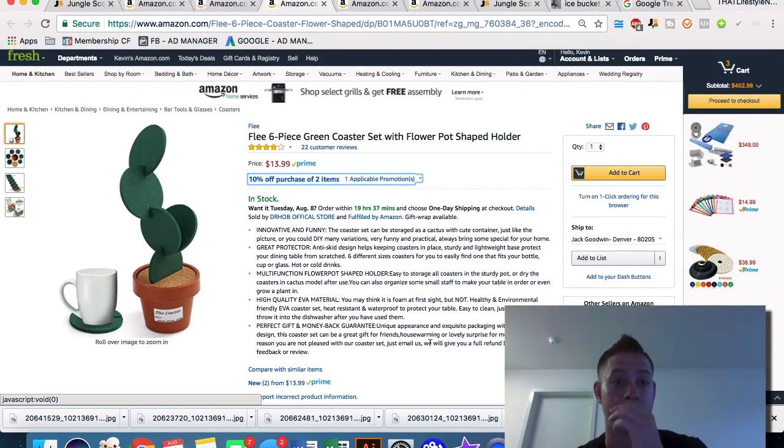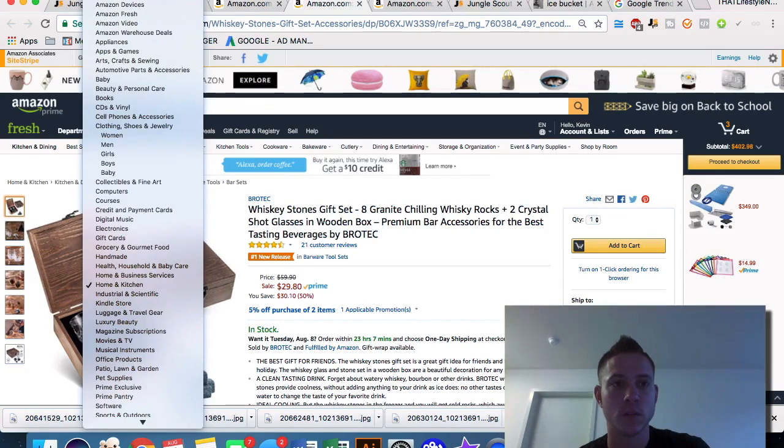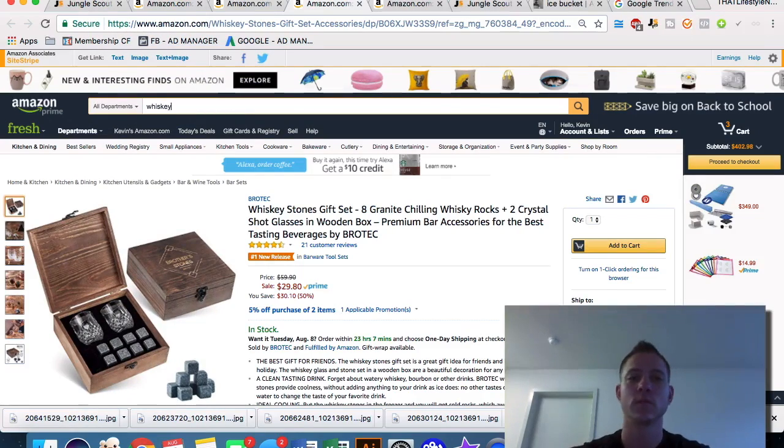This is a very unique product. 6-piece green coaster set with flower pot shaped holder. Probably not on that one. Alright, let's go Whiskey Stones.